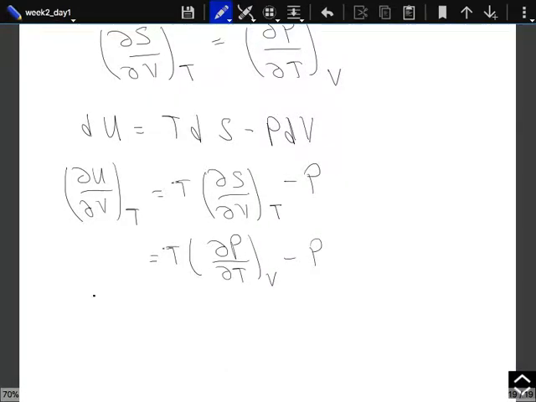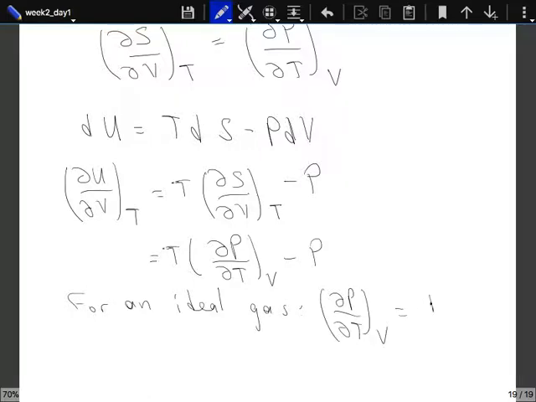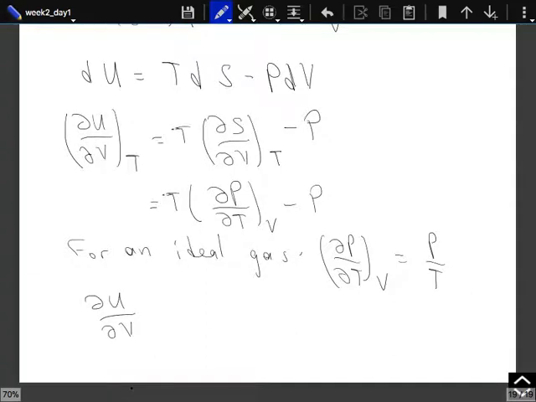For an ideal gas, dP over dT at constant volume is just P over T. So for an ideal gas, dU over dV at constant temperature is T times P over T minus P, which is zero.